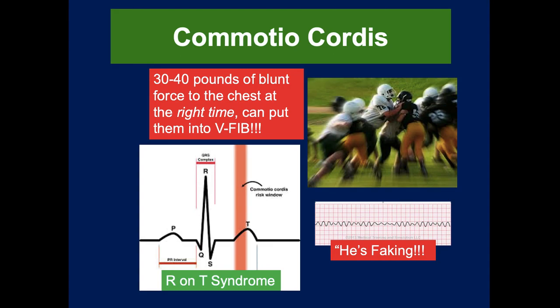And 30 or 40 pounds of blunt force trauma is not that much. A fist can do this. A good hard blow to the chest with someone's fist at the right time can do this. This is called the R on T syndrome. So you have this sudden spike caused by the blunt force trauma at the wrong time.